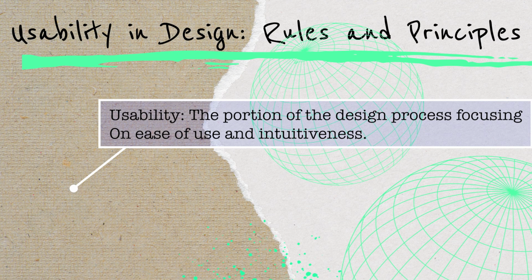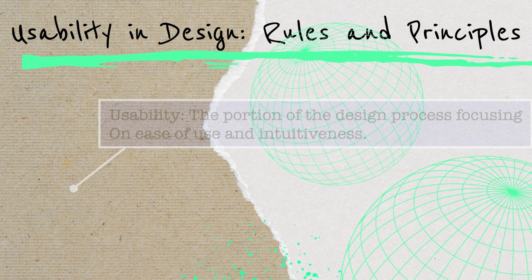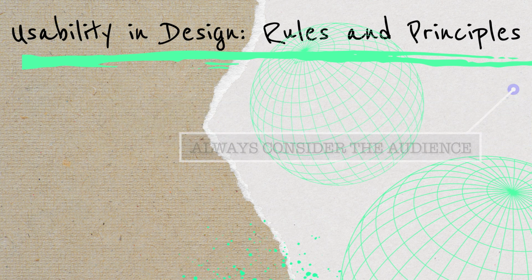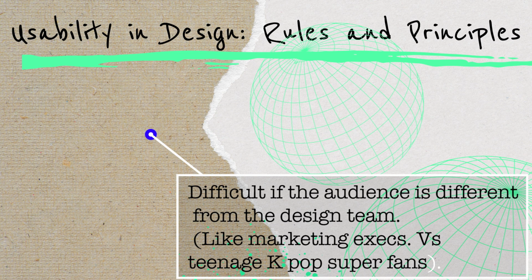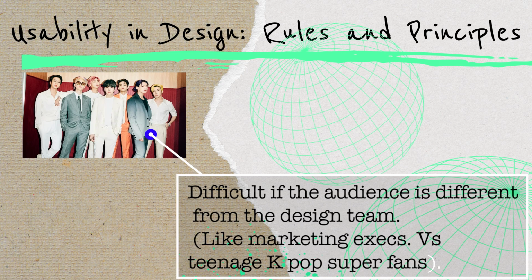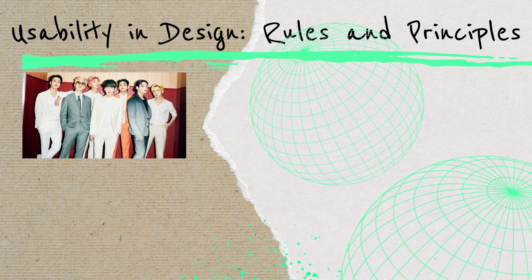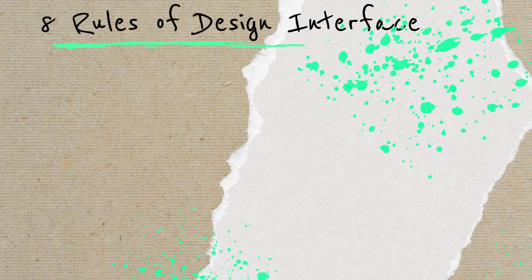Usability means making a product easy and intuitive to use. Always design with your audience in mind. This can be tricky when the audience is nothing like the design team. For example, imagine a K-pop management team trying to design for teenage superfans. Understanding this gap is critical to creating a usable product.